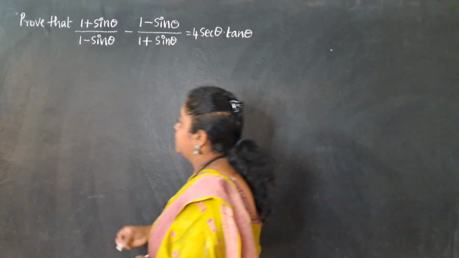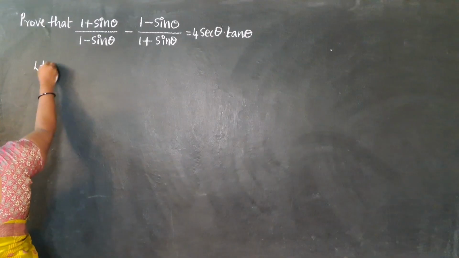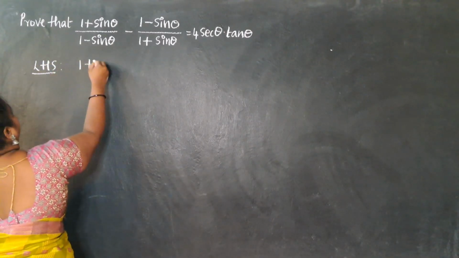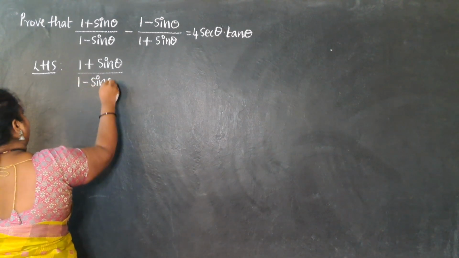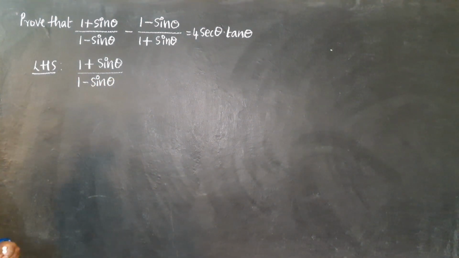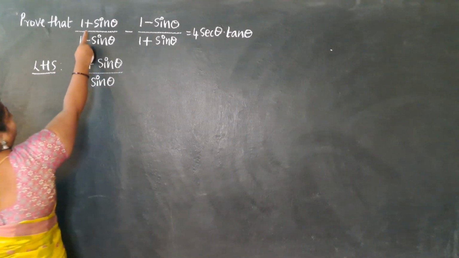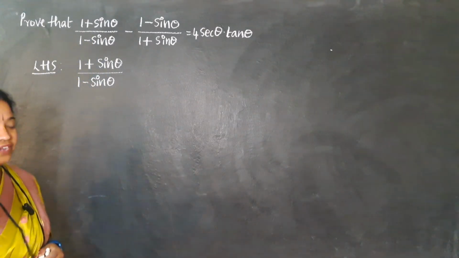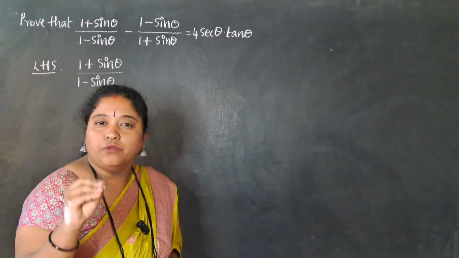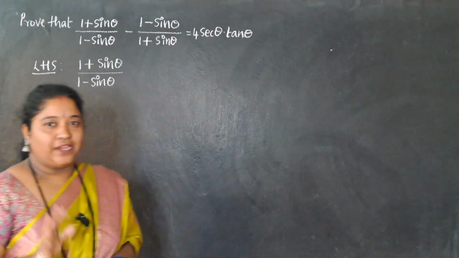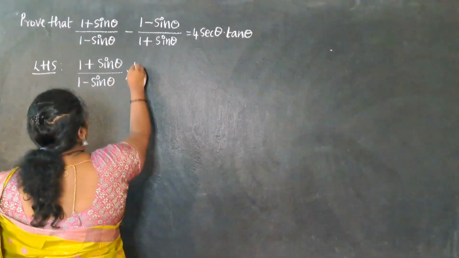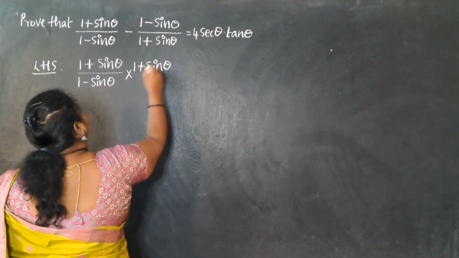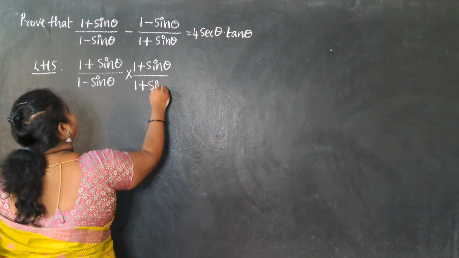See, prove that. We'll directly write the LHS part. What is there in the LHS part? (1 plus sine theta) divided by (1 minus sine theta). Dear, I told you, you need to make the decision. When the numerator and denominator have different signs, then what do I do? I have to go for rationalizing the denominator, isn't it? So in the denominator part, I have 1 minus sine theta. So what do I do? I multiply with (1 plus sine theta) divided by (1 plus sine theta).